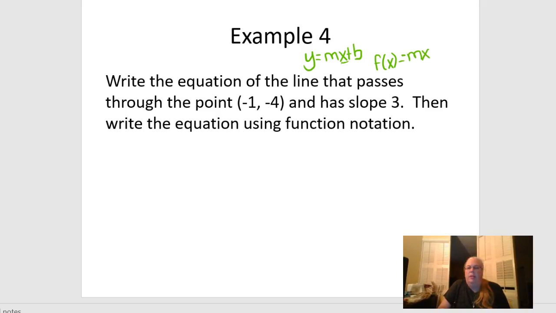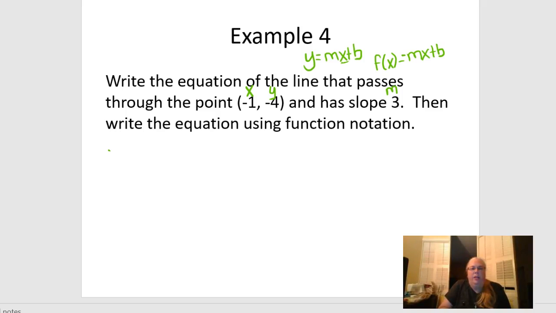But I'm still going to have mx plus b over here. So essentially, these two answers are going to be the same, just one of them's going to be equal to y, and one of them's going to be equal to f of x. Okay. This I'm going to be treating like my x value. This is my y value. This is my slope. So the only thing I'm missing in my formula here is b, the y-intercept. So the first thing I'm going to do is try and figure out what the y-intercept is.